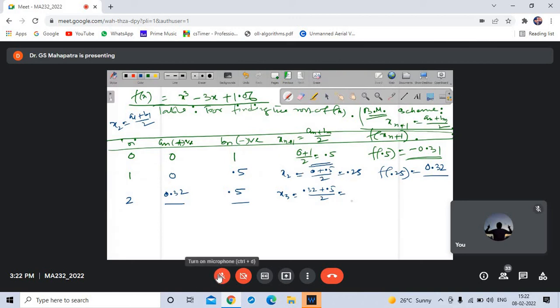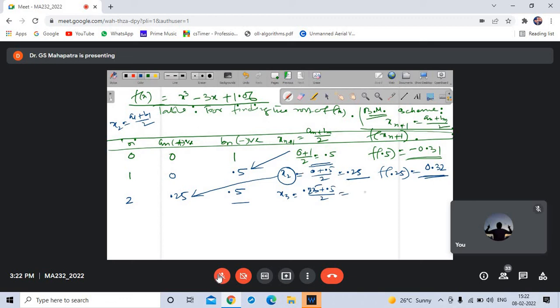Oh, sorry. I have written this one by mistake. This is the f of x, but it should be replaced by x2, correct? 0.25. So this is the mistake I have done. It should not be 0.32. It's 0.25, this one. We just take this one as the replacement. This one is 0.25, so this one should be replaced. Correct? So it is 0.25.